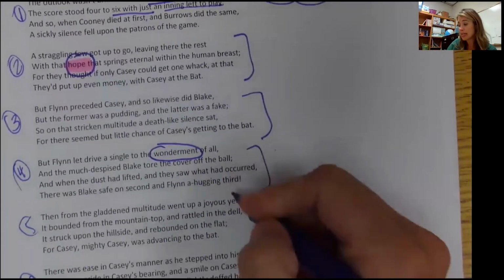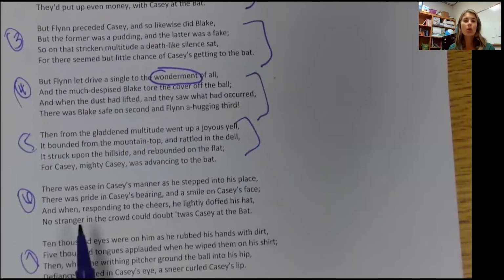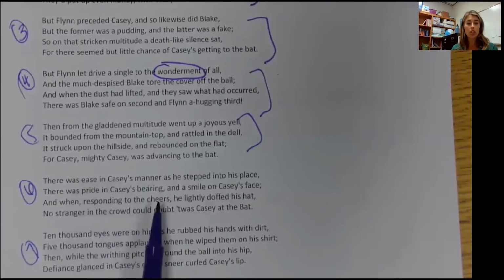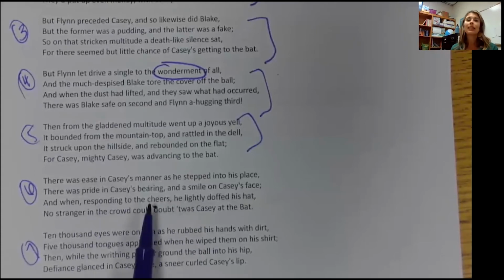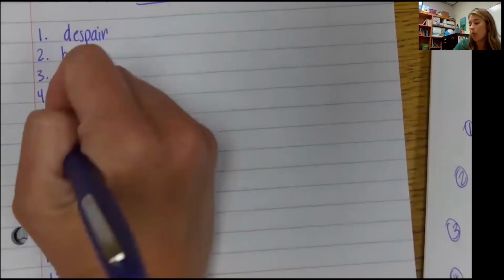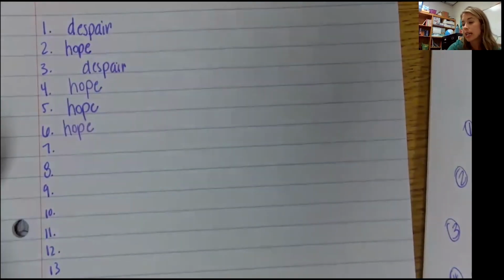There was an ease in Casey's manner as he stepped into his place. There was a pride in Casey's bearing and a smile on Casey's face. And when responding to the cheers, he lightly doffed his hat. No stranger in the crowd could doubt 'twas Casey at the bat. Now, in this stanza, we see that Casey is really affecting the mood of the crowd. He's smiling and he's tipping his hat to them. How do you think they feel now? Yes, they probably feel very hopeful that he's on the field. So let's chart it. Write hope on your paper for stanza 6.